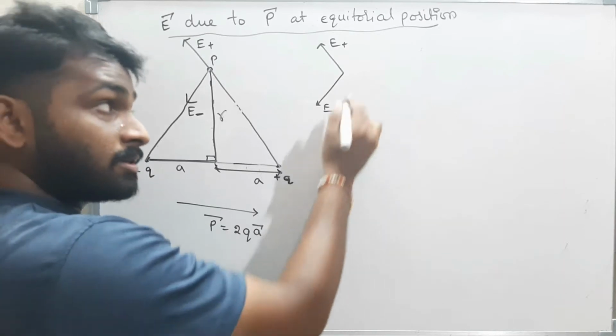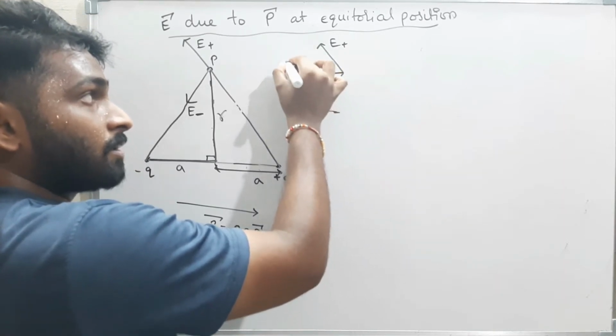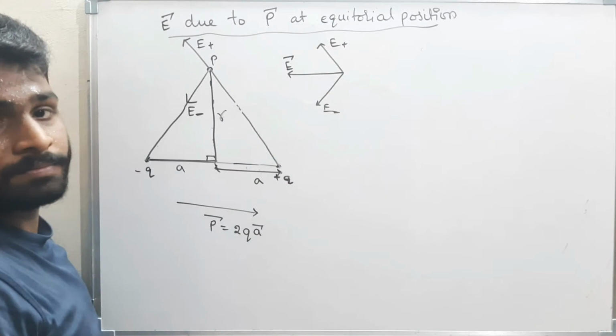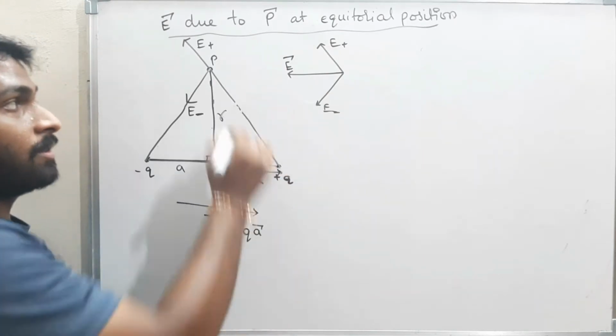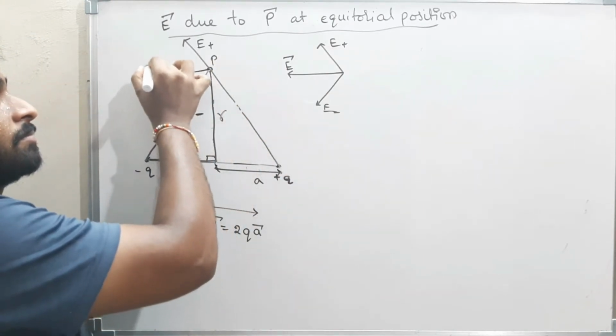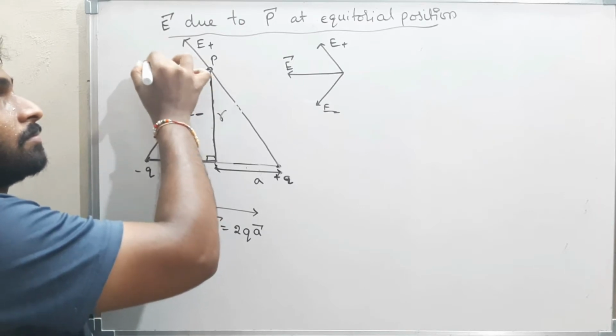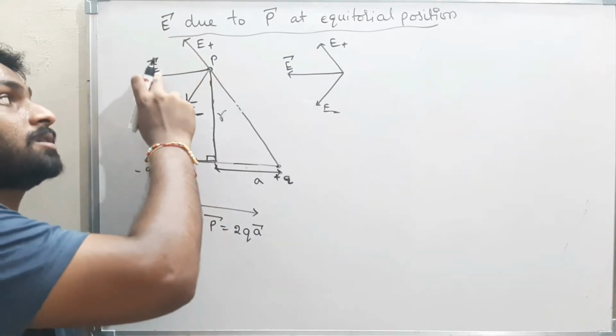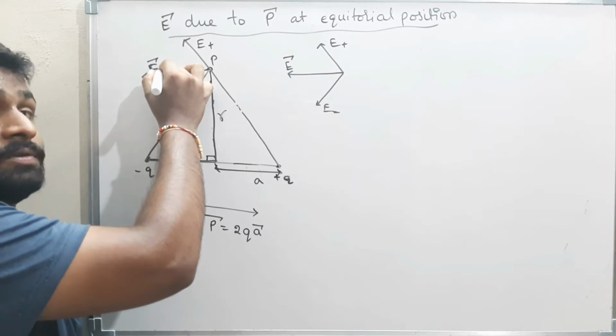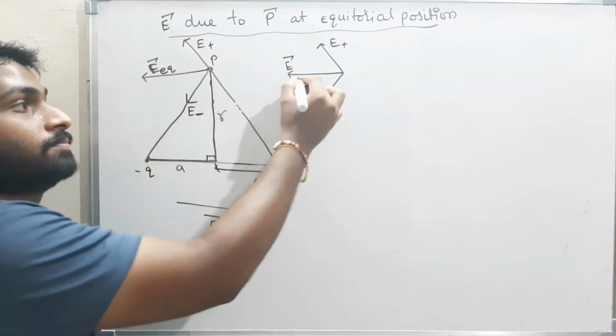Now what is the resultant? The resultant will be in this direction. This is the resultant. Now we have to find this resultant. That is nothing but the electric field at the equatorial position, E equatorial.